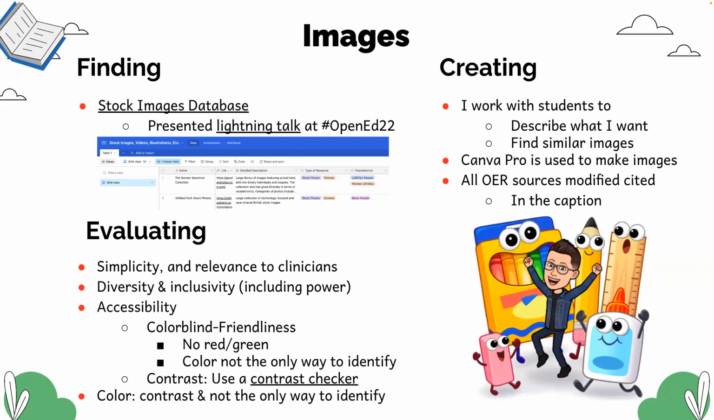When an image wasn't available that was open access, I worked with students to create novel images using Canva Pro. We would talk about what I want, find similar images that they could use as a reference, and then make sure that they cite any OER that they used or modified in the caption.